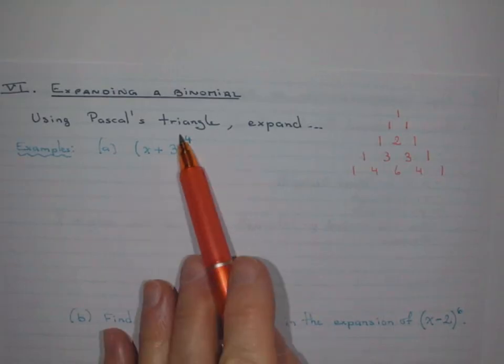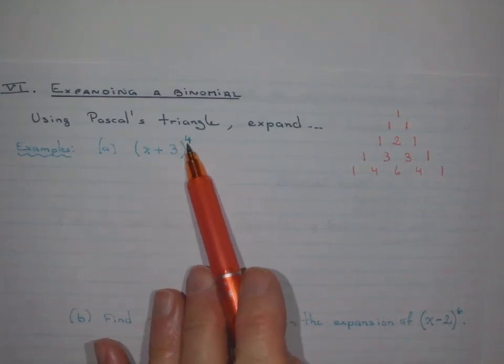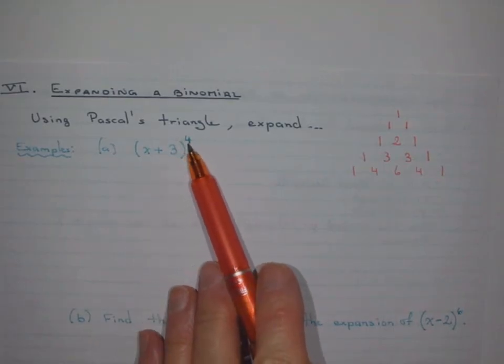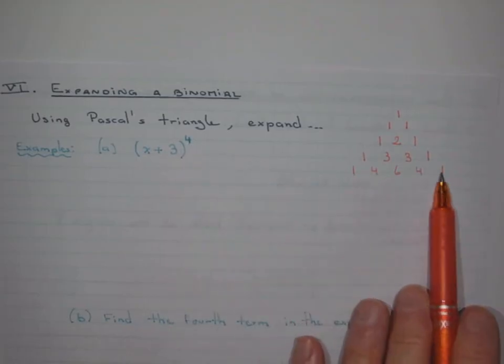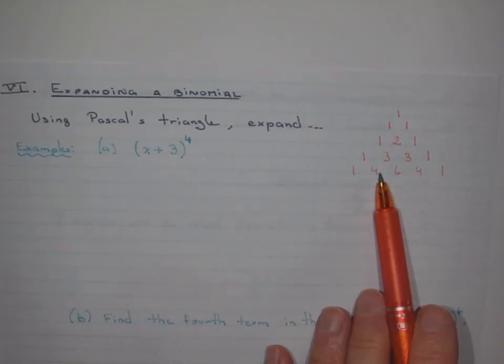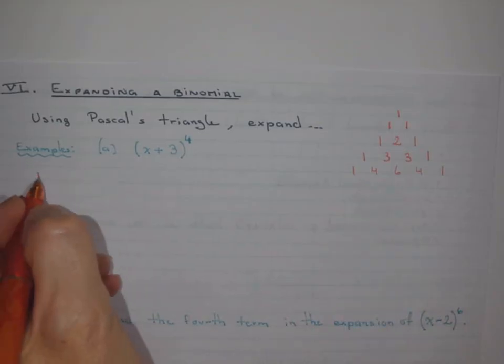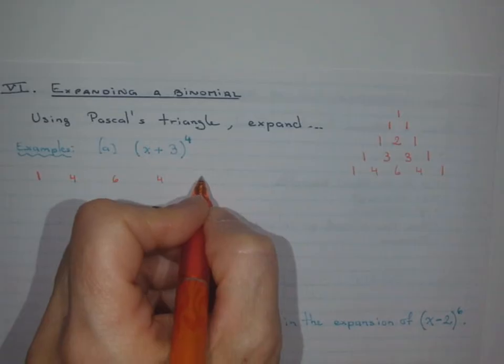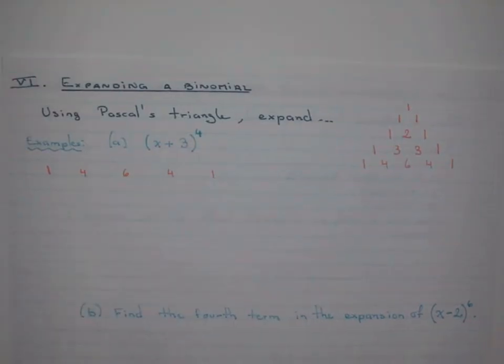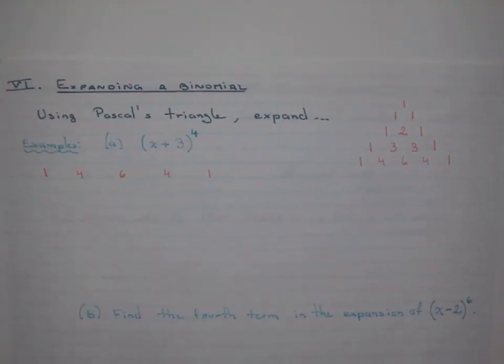Okay, I can stop here because I want to expand this binomial to the fourth power, and that will be this line, the line with the 4 right after the 1, right? So what I want is 1, 4, 6, 4, 1. Those are going to be part of my coefficients for my expansion.